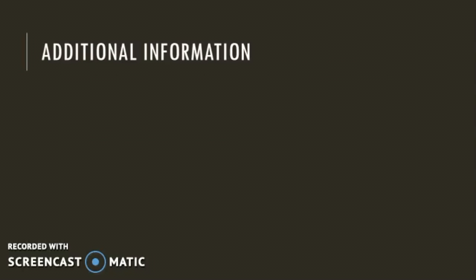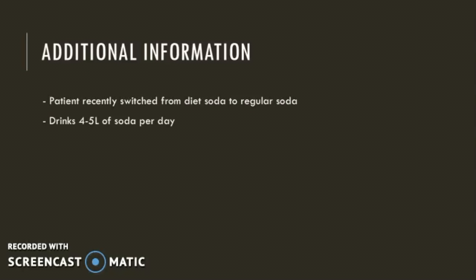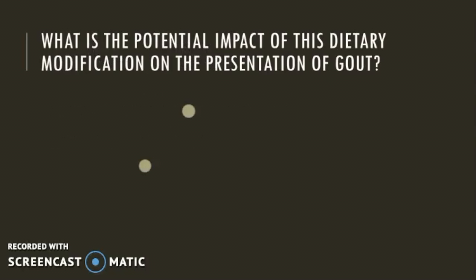So some additional information for this patient. We find out that he recently switched from diet to regular soda, and that he drinks about 4 to 5 liters of soda per day. And an important note is that the sugar in soda is typically fructose or high fructose corn syrup. So what is the potential impact of this dietary modification on the presentation of his gout?